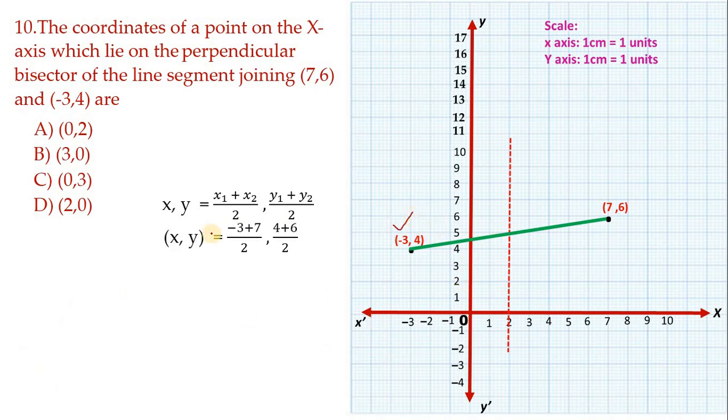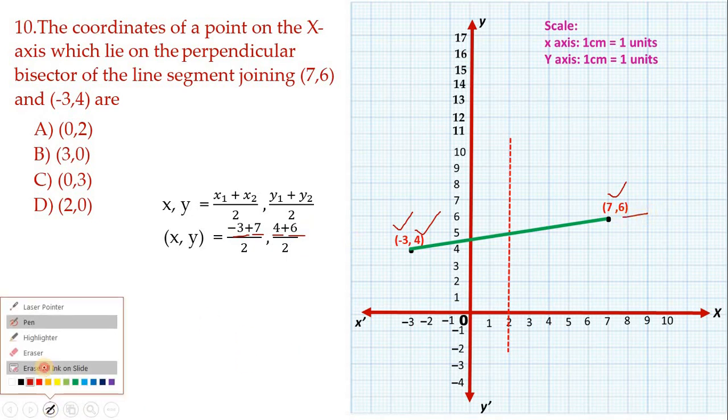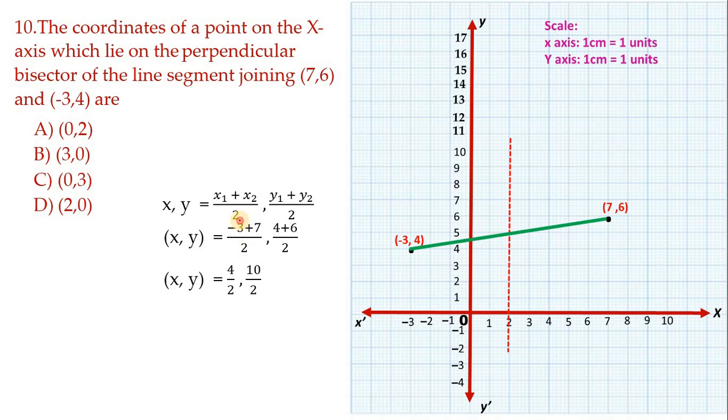So x1 is minus 3 and x2 is 7, and here y1 is 4 and y2 is 6. Now simplify those, children. Minus 3 plus 7 is 4, and 4 plus 6 is 10. So 2 ones are 2, and 2 fives are 10. So the coordinates of the midpoint are 2, 5. This is the coordinate we have got.